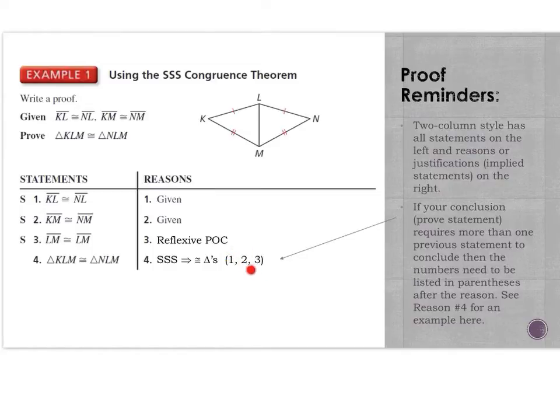So this is an important part of a 2-column proof. We don't need this when we use the flowchart proof, because in the flowchart proof, all of these boxes would have arrows pointing to the same box. So this is a little bit different than the flowchart proof. And then just remember the 2-column style has all statements on the left and reasons on the right, which are your implied statements.